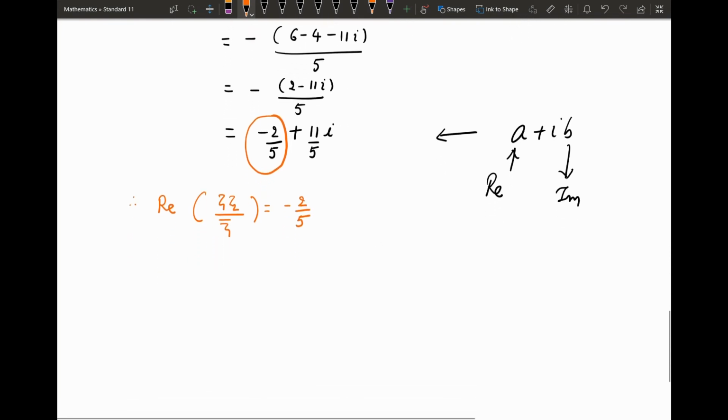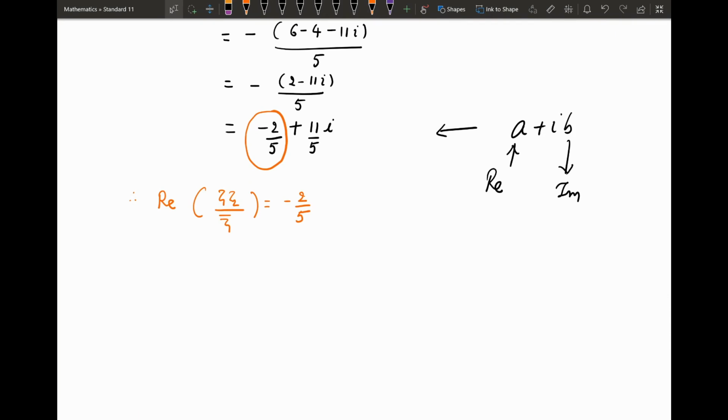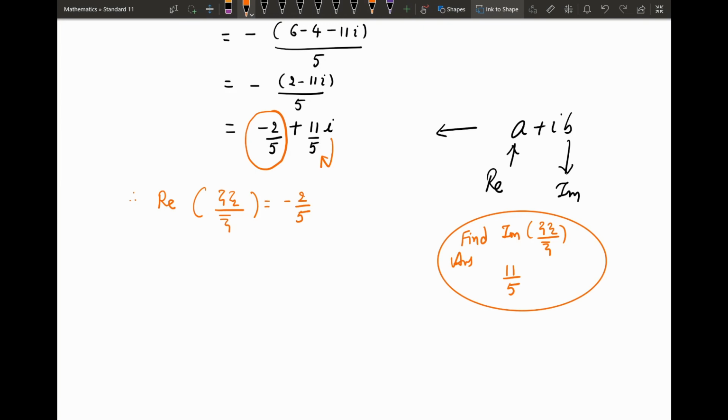But in the same question, suppose if there is a question of the form, find imaginary part of z1 into z2 upon z1 bar, then our answer will be 11 by 5. Imaginary part is coefficient of i, so answer will be 11 by 5.